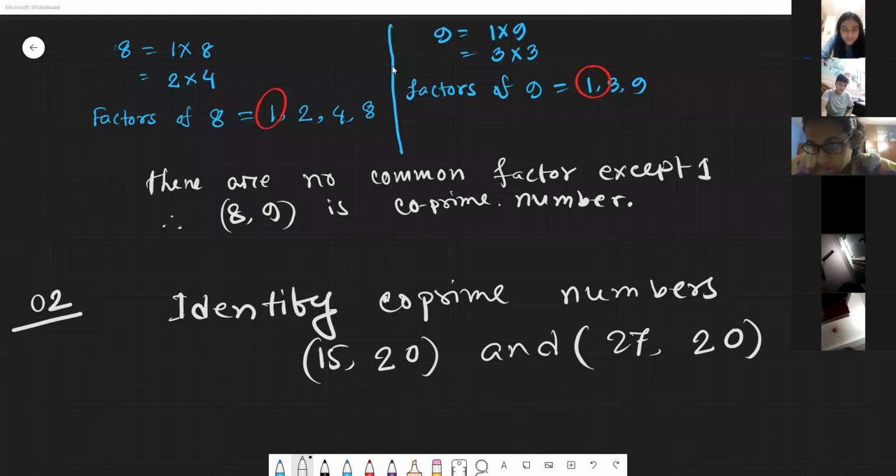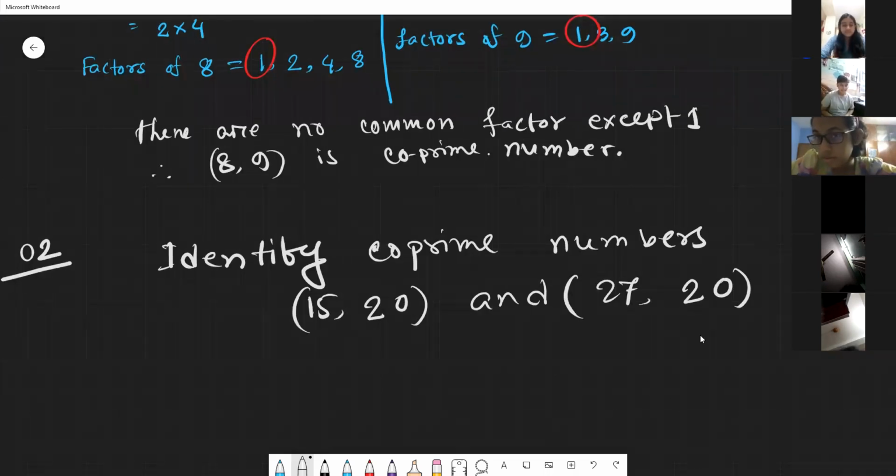I will give you 2 minutes. Dear students, 27 and 20. Okay, why do you think 27 and 20 are coprime numbers? Because, sir, 15 and 20 are divided by 5. Yes, 15 and 20 are divided by 5. Thank you so much. Then there are 27 and 20, and they are coprime numbers. So definitely the answer is 27 and 20.